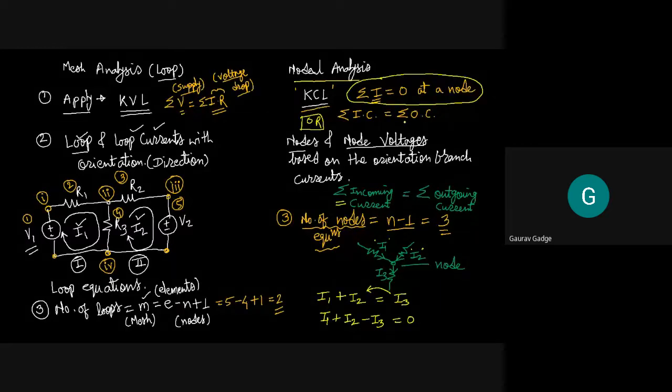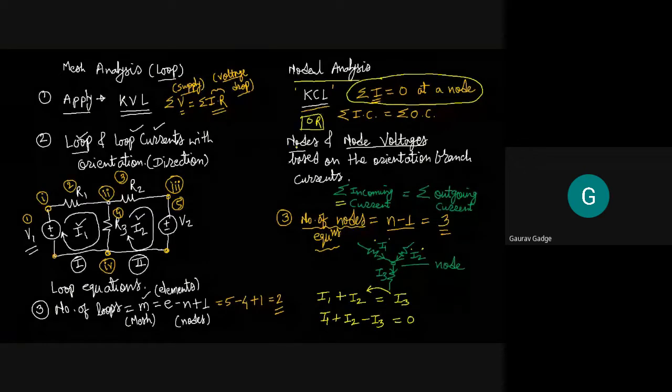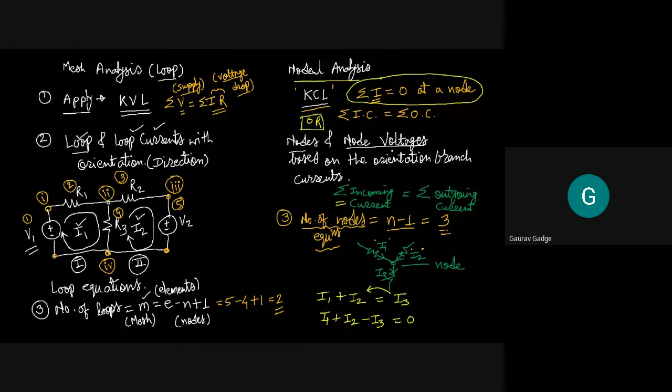In case of mesh analysis, we consider loop and loop currents. In case of nodal analysis, we use nodes. We consider nodes and node voltages. But that again completely depends on the orientation of the branch currents. Here we have a difference in loop current and branch current. Like in this particular case, if we represent current on the branch or current passing through the resistance, then that current is called a branch current. This particular current is referred to as a loop current.